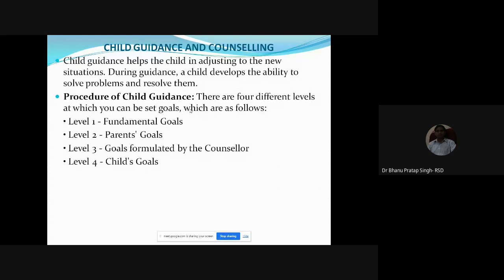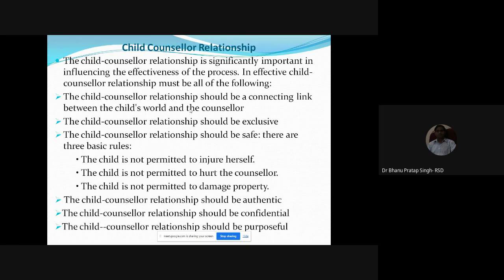And the most important, child goals. The child also decides some goals. Then, I should be a good pilot. Then the role of the counselor is to counsel in the right direction. Now, what is the relationship between child and counselor?